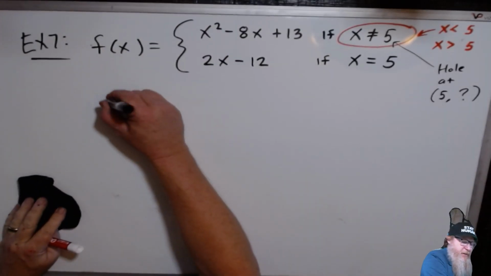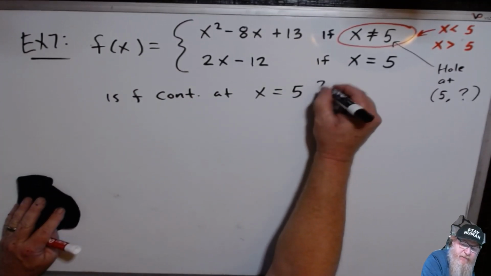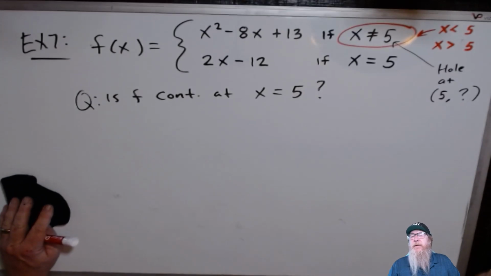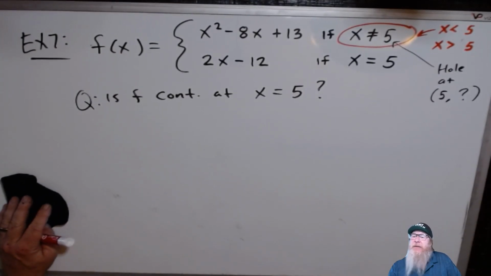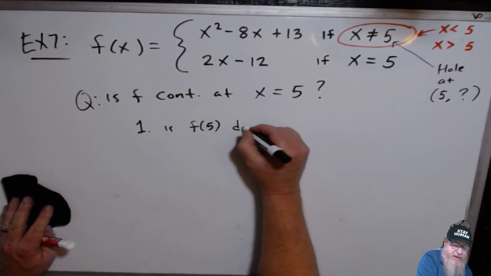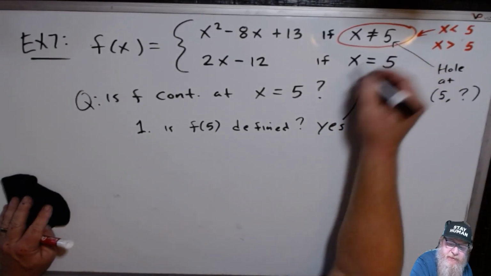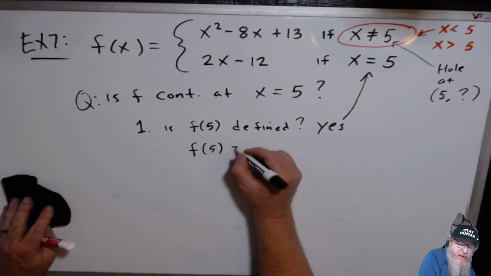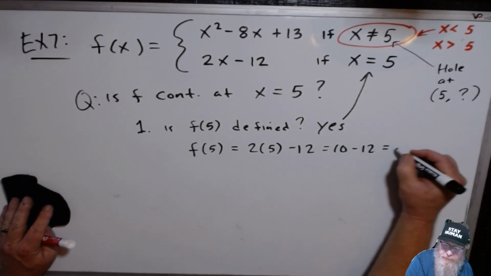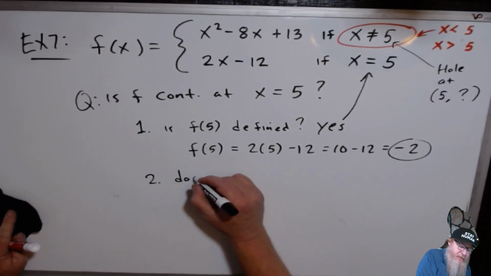All right, so is f continuous at x equals 5? That's our question. The answer is, I don't know yet. Let's start with number 1. Is f of 5 defined? Yes. f of 5 is equal to 2 times 5 minus 12, which is equal to -2. So it is defined. All right. Does the limit exist?